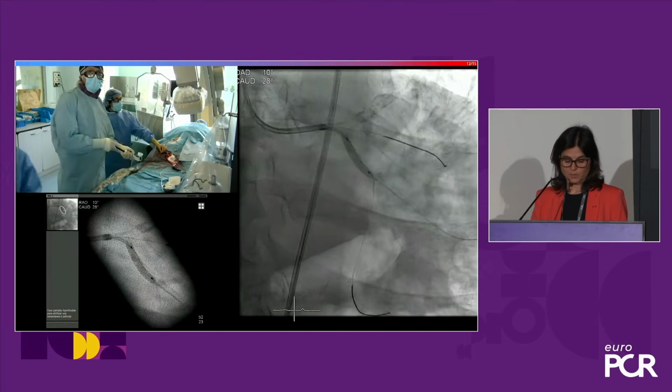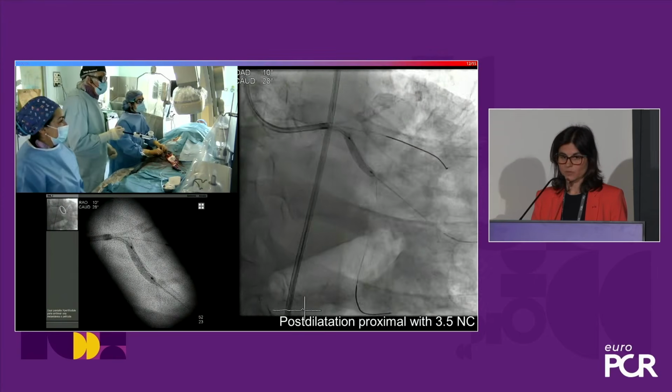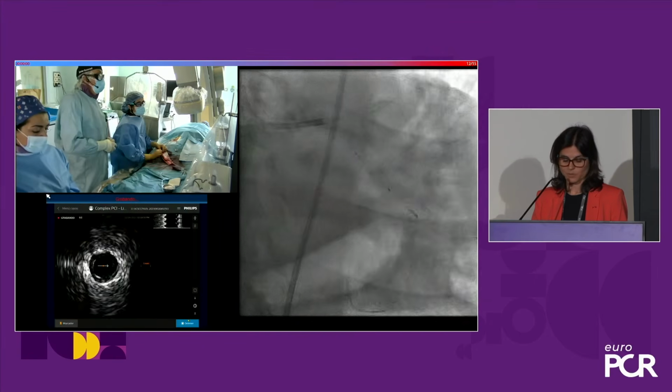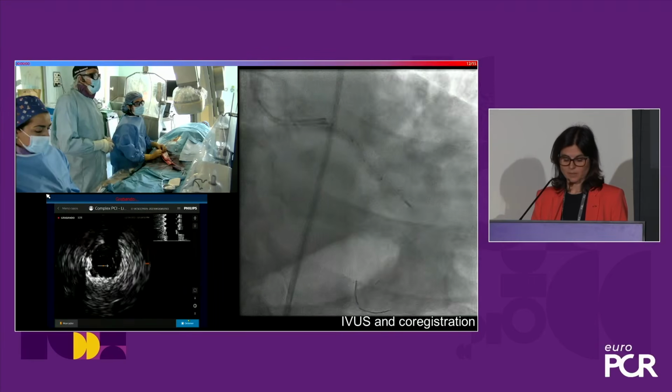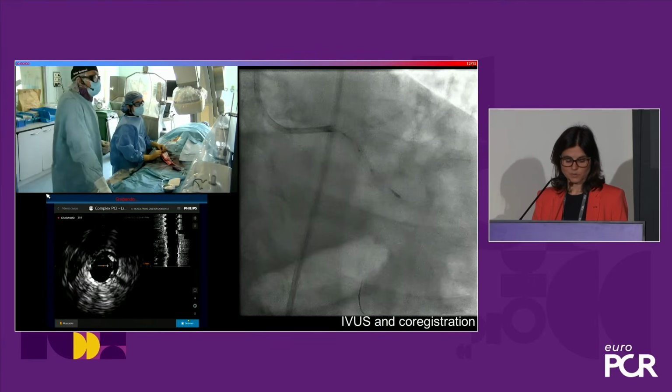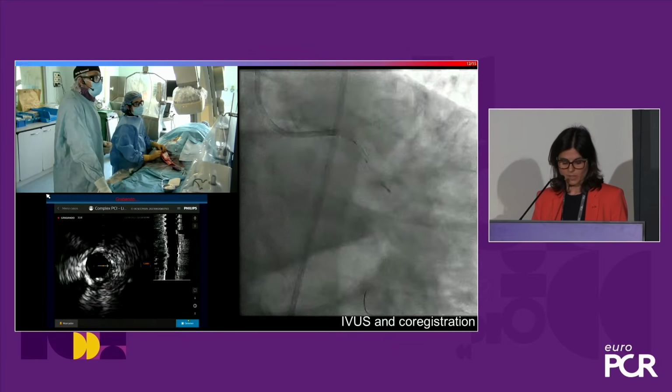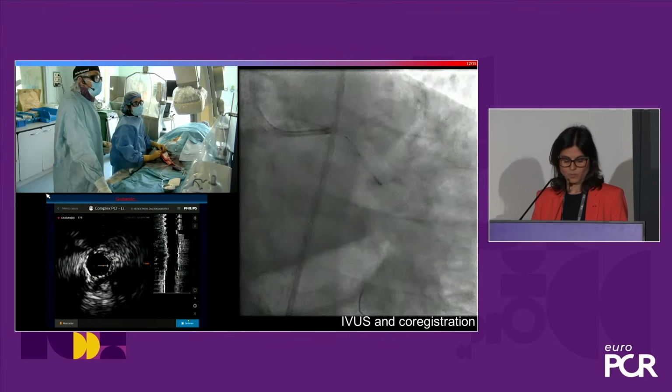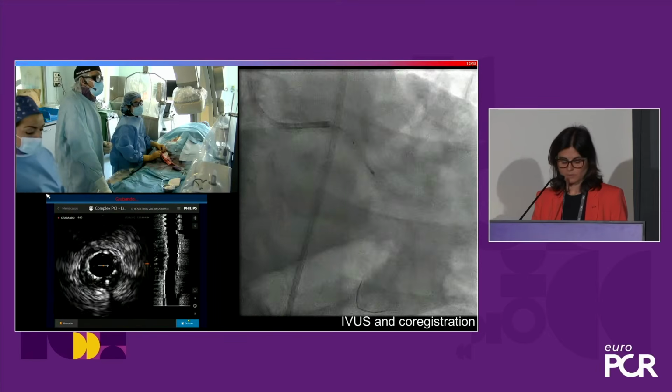So after the stent implantation, we post-dilated everything with a 3.5 non-compliant, the proximal part. And this is the IVUS after stent implantation. You can see the stent looks okay in the distal part. When we approach the proximal part, it looks good.